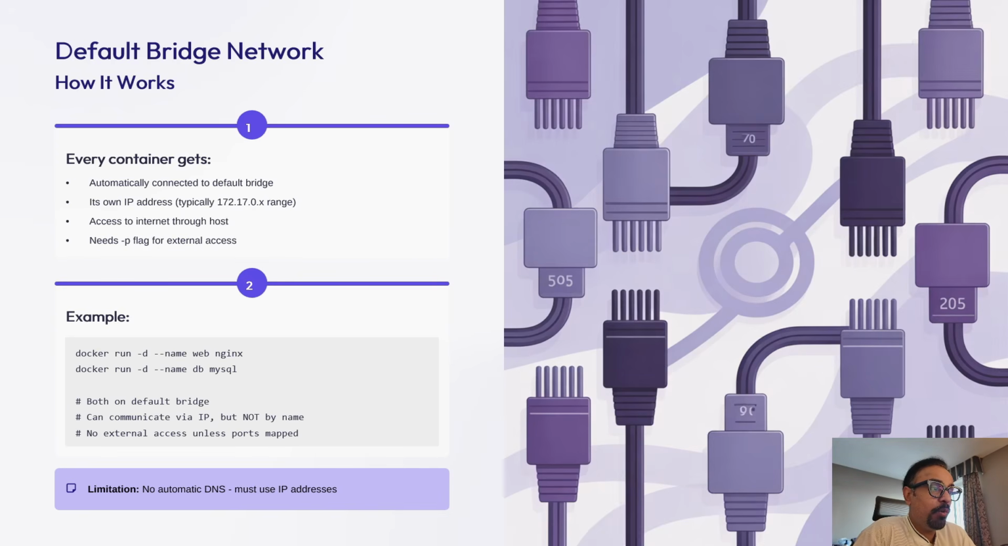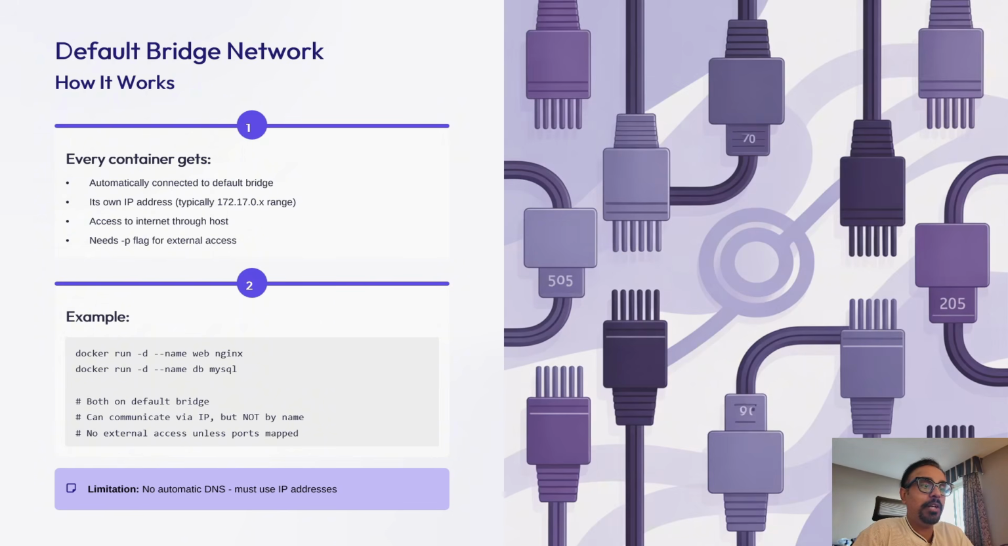Now, for example, if you want to run two containers, a web server and a database, they are both on the default bridge and can technically communicate using their IP addresses, because for both of them, you're not mentioning any network over here. So if I run both of these commands, two containers are going to get created. By default, they're on bridge, so they can communicate with each other using the IP addresses.